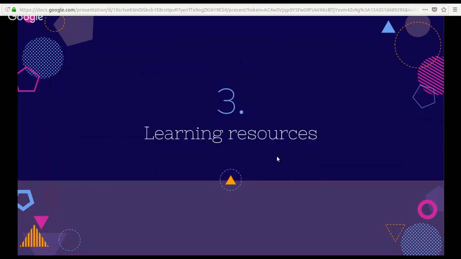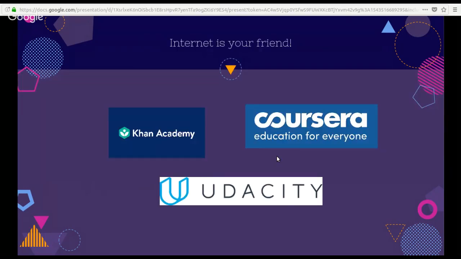So now let's move on to the third point. Now that we know more or less what we should focus on in terms of areas for mastering AI, let's look at learning resources that we can find on the internet. And obviously, the internet here is really your friend. You have all sorts of classes online. There are amazing websites like Khan Academy, Coursera, and Udacity, where you have loads and loads of classes that cover all types of fields and topics that we are interested in in order to learn artificial intelligence.